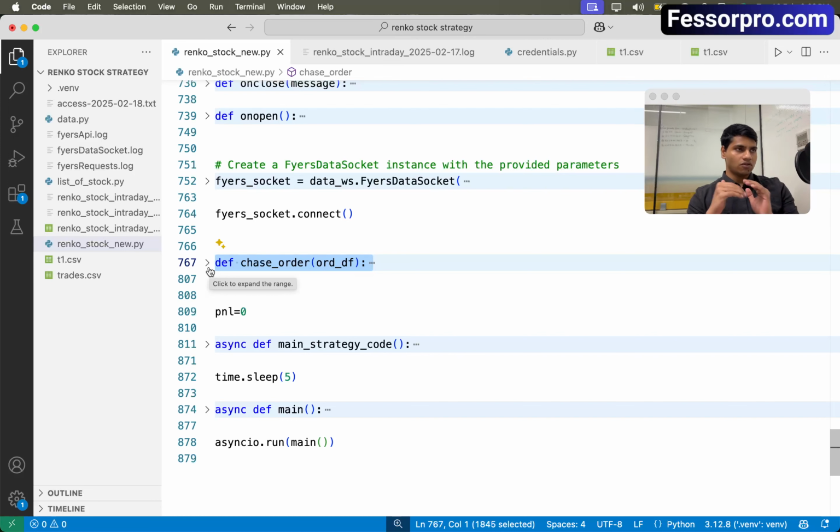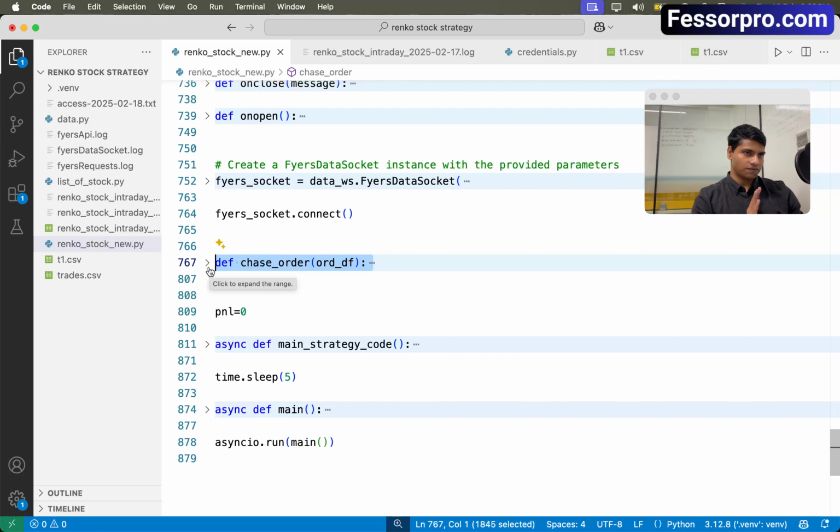So let me explain what I'm doing. When you place a limit order, a lot of times what happens is that the order never gets filled, right? And you don't want this to happen. If your strategy is satisfied, your order should get filled as soon as possible. But the disadvantage of a limit order is that if the market is away from the given limit price, then the order will never get filled.